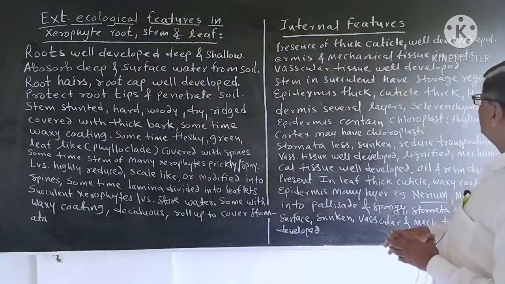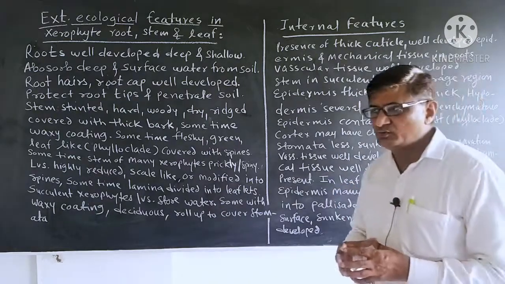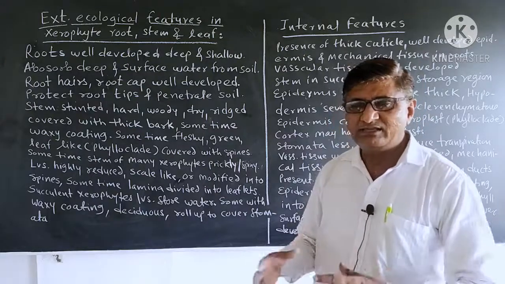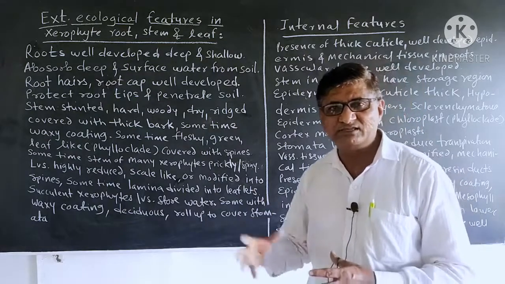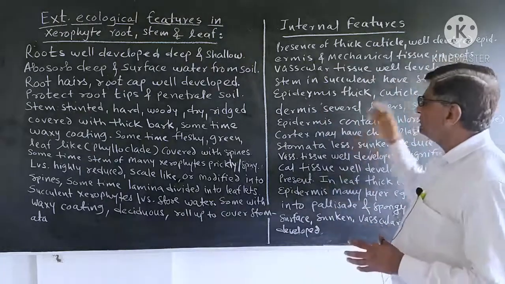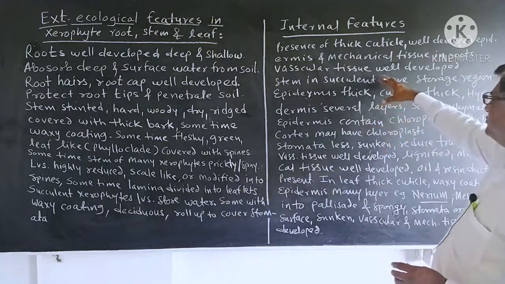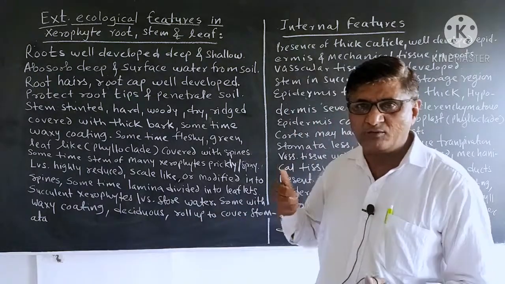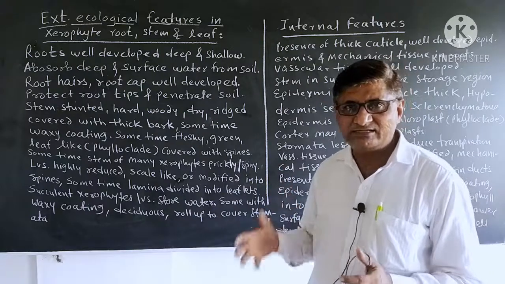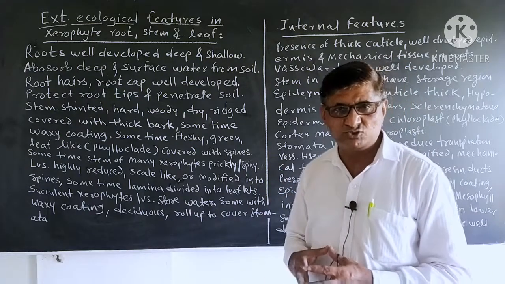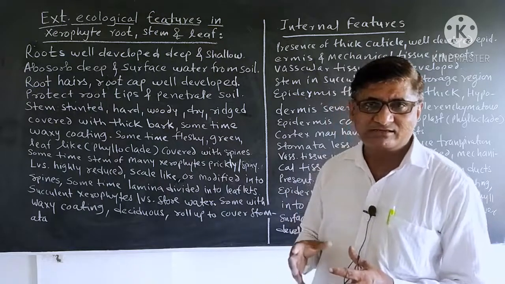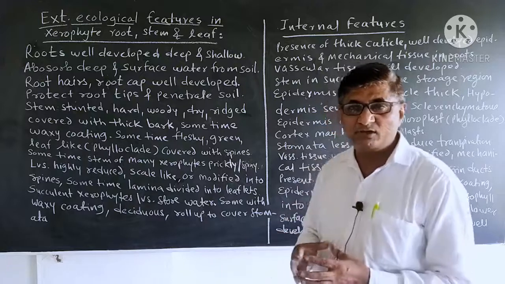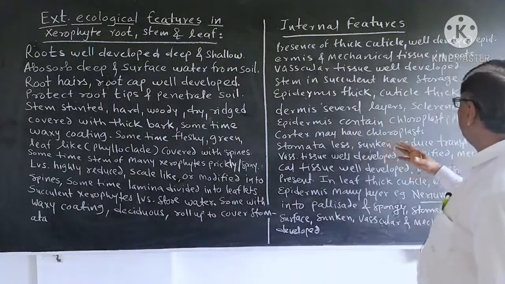The mechanical tissue in the case of the root is also well developed, because the root has to go deep in the soil, and that is why it requires mechanical support. The vascular tissue is well developed because there is a need to absorb more water, and that is why there is a need for an efficient vascular tissue system. In all the organs of xerophytes, root, stem and leaves, they have a well developed vascular tissue system.